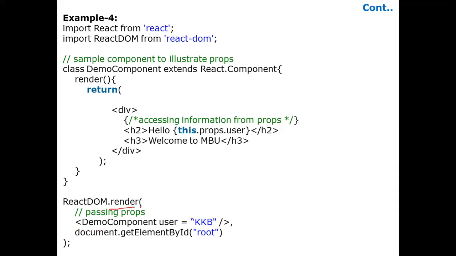Now in the class component, again in the render, we are calling the class component. The name of the class component is DemoComponent. We are passing an argument, that is user equal to kkb. Once it is passed, it goes to here.